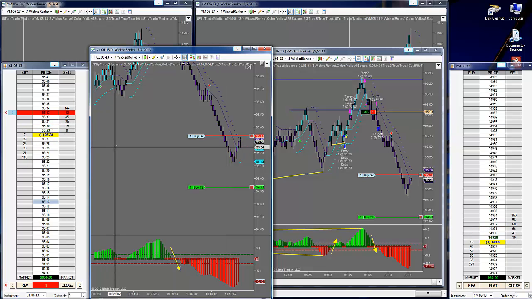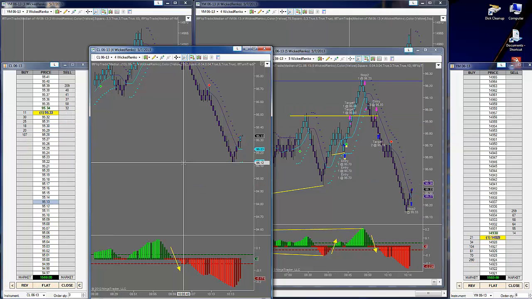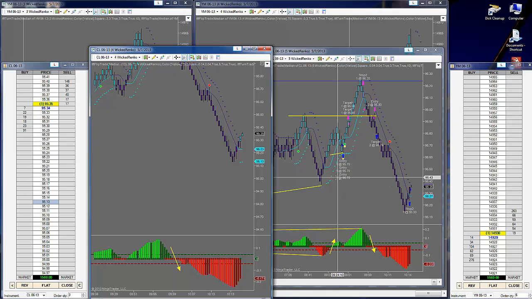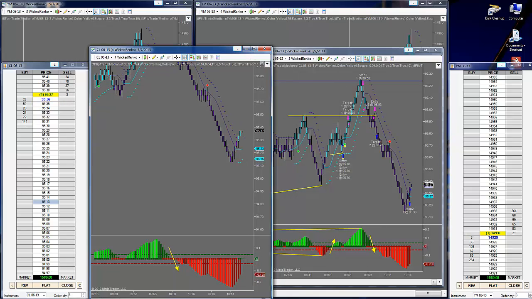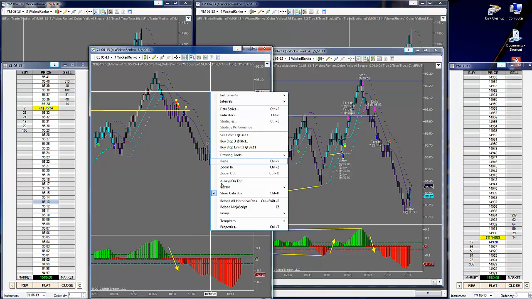Ooh, pretty squirrely down there. Again, this is all in a small time frame. All right, we're up 1560 on 2 CL trades. Let me just go through them. Let me just turn the markers on here real quick.